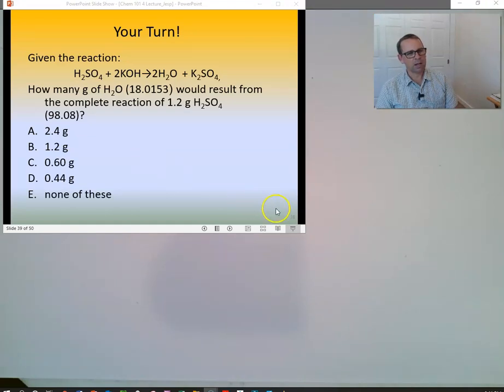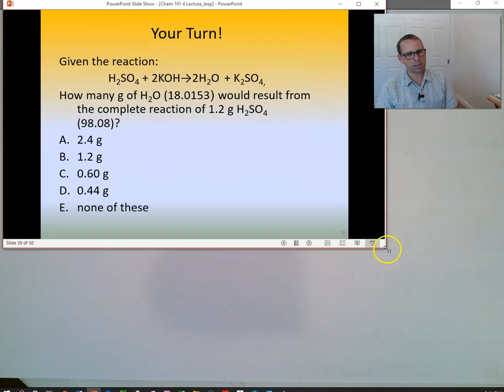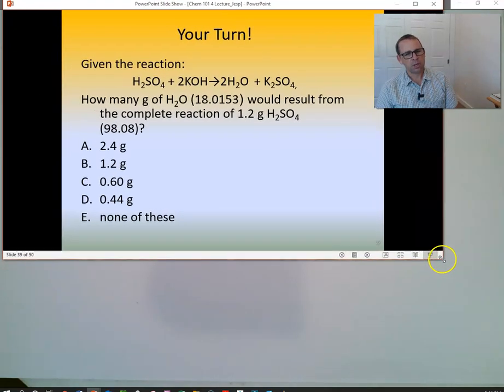Okay. Now, here's another problem for us to practice. All right. Given the reaction, it's so nice when they give us a chemical reaction because it is magic, right? It's got so much power in it. It tells us the molar ratio of the different reactants and products. So given that reaction, the question is how many grams of water would result from the complete reaction of 1.2 grams of H2SO4.